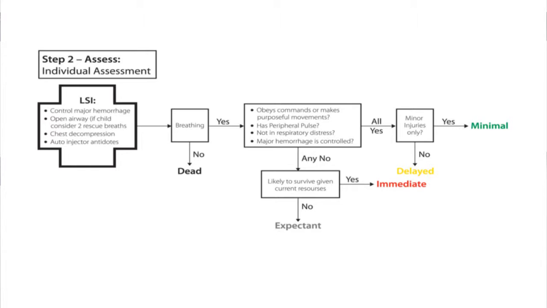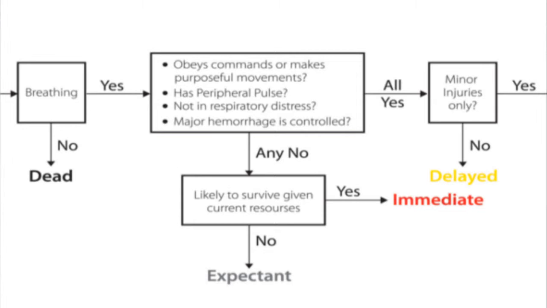The first step in assessing our patient is to assess if the patient is breathing or not. If they are not breathing, they are dead. If the patient is breathing, then we'll move on to the next step of the assessment process. We want to find out if the patient obeys commands or makes purposeful movement, has peripheral pulses, is not in respiratory distress, and if major hemorrhage is controlled.